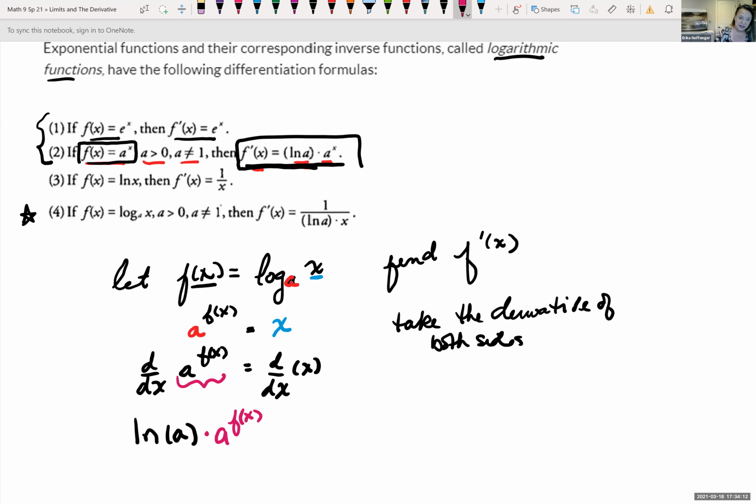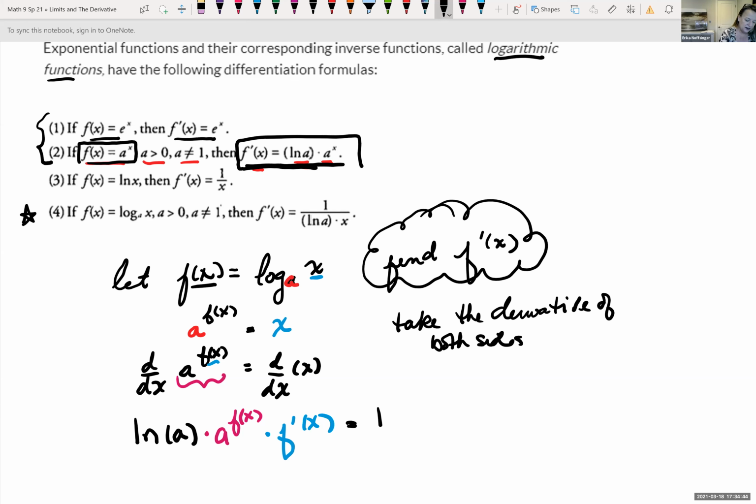but we're not sure that f of x is just equal to x here. F of x is some function. We need to use our chain rule. And so we have to take the derivative of that inner piece, which is f of x. So times f prime of x. This is equal to the derivative of x, which is just 1. We're trying to find the derivative of f of x.